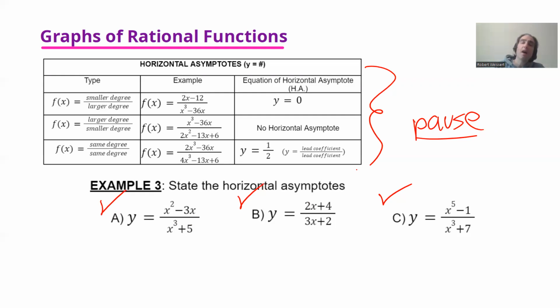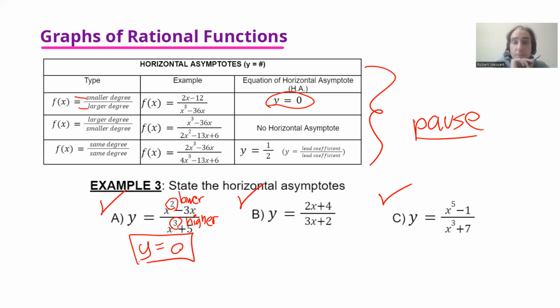Welcome back, guys. Let's go ahead and see if we can check those using the rules alone. If you want, you can regraph it and check the asymptotes that way. I'm going to save time on this video and not graph for you. Let's start with letter A. We have degrees 2 and 3. This is a lower degree, and this is a higher degree. If I use my rule for lower over higher, smaller over larger, that tells me my horizontal asymptote is simply y equals 0.